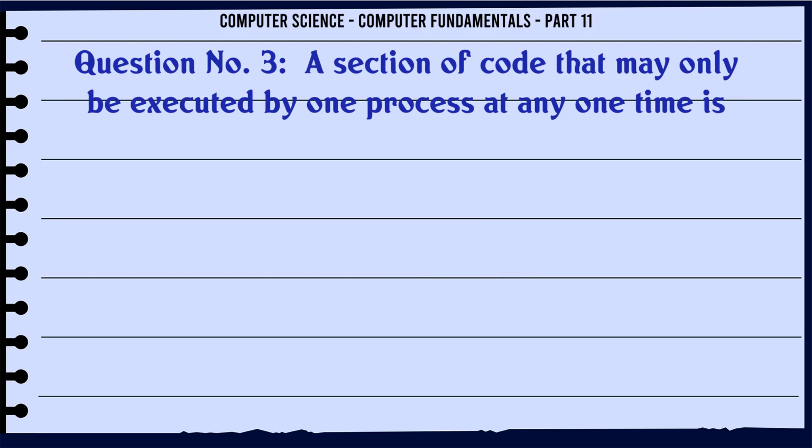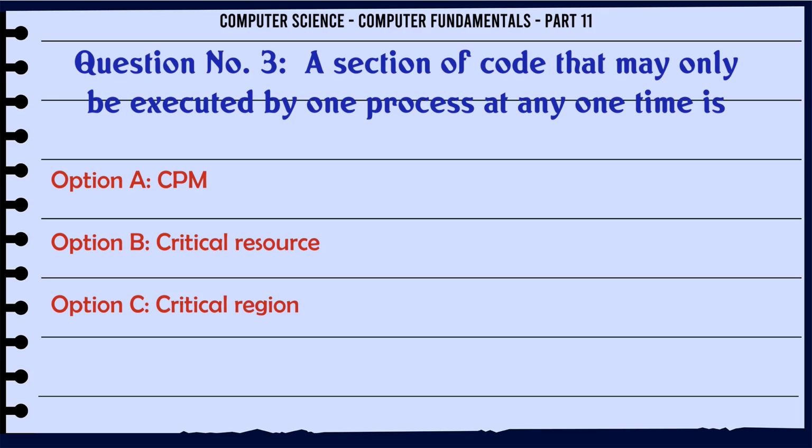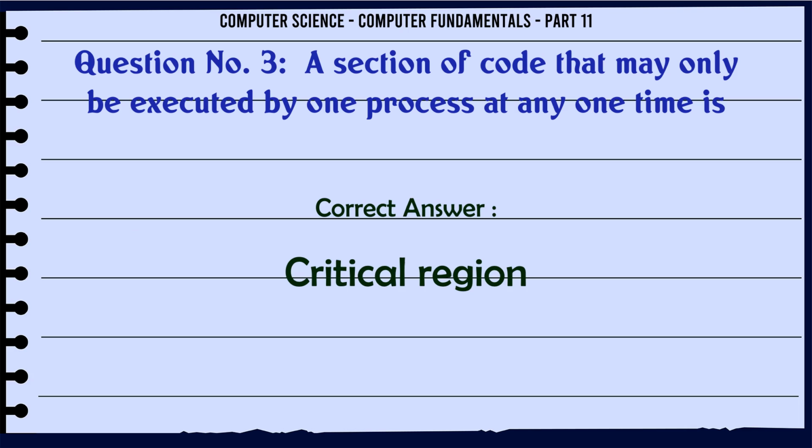A section of code that may only be executed by one process at any one time is A. CPM. B. Critical resource. C. Critical region. D. Gray code. The correct answer is critical region.